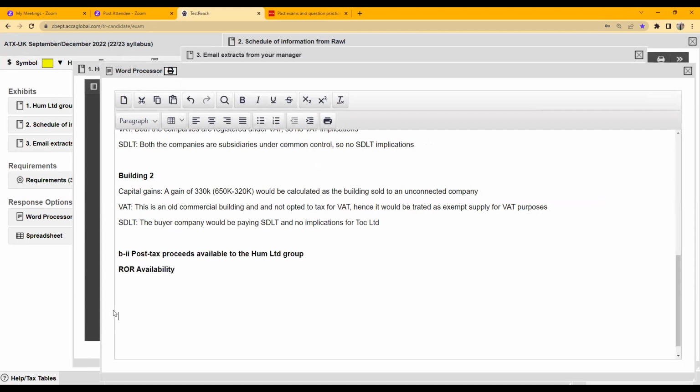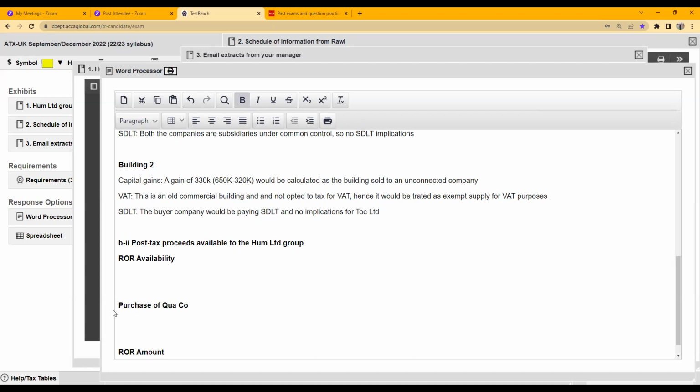Number 2, the other aspects would be with respect to purchase of the Quaco company, then the rollover relief amount and post-tax proceeds. I have divided the B2 answer into 3 different things which we are required to do. Over here, you can write the relevant points. ROR is available where qualifying business assets are sold and purchased within the qualifying reinvestment time period, in effect within 48 months. I'm not going to write, I'm just explaining what should be written over here. As we are talking about ROR, rollover relief is available where qualifying business assets are sold and purchased within the qualifying reinvestment time period.